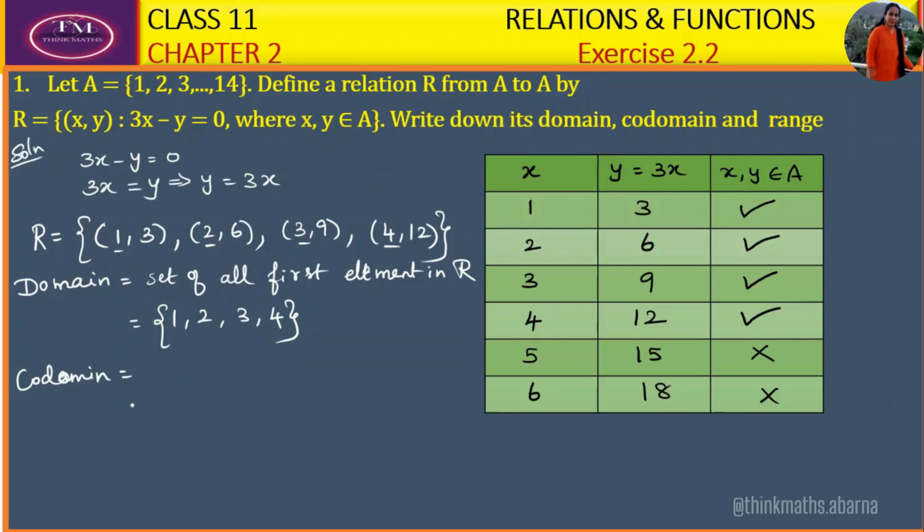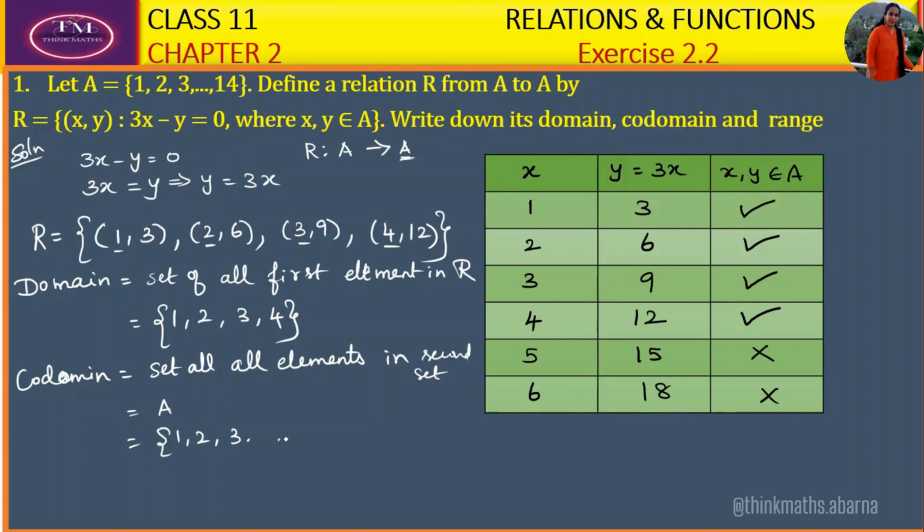What do you mean by codomain? Set of all elements in the second set. So what is the second set here? Here both are same. The relation is defined from A to A, so the second set is also A. What is A? It is nothing but 1, 2, 3 up to 14. So this is the codomain.